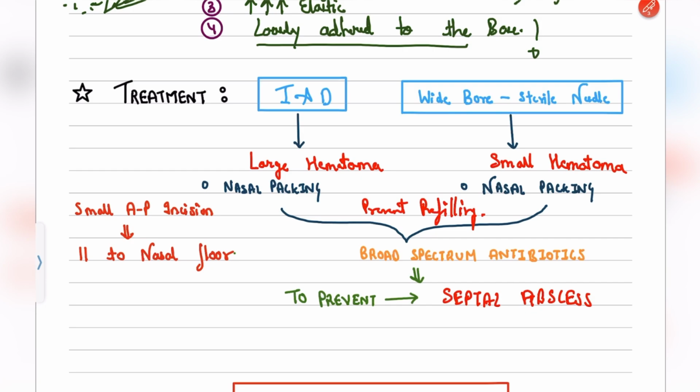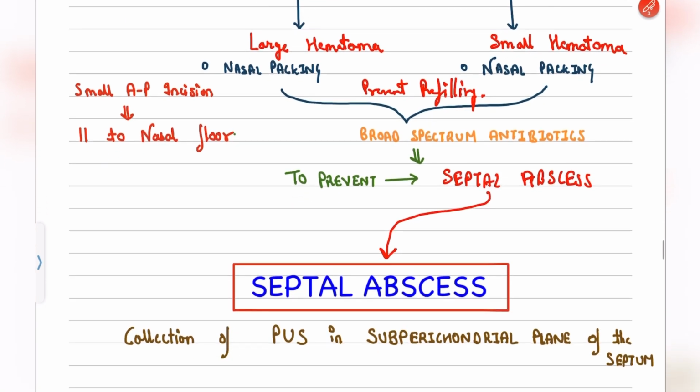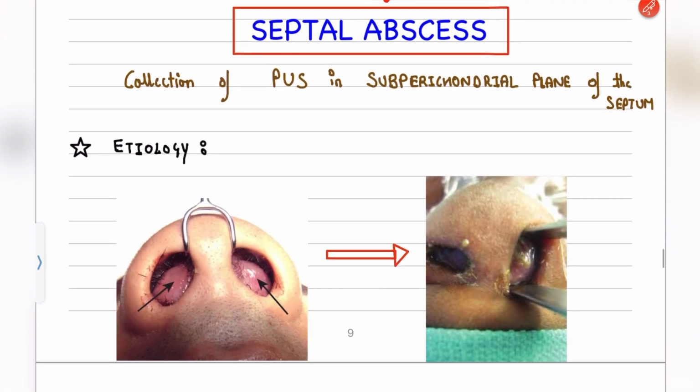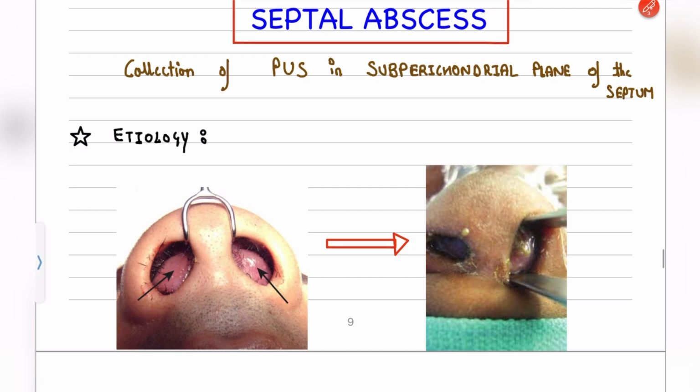So we have completed the topic of septal hematoma. Now we will discuss something known as the septal abscess. Till now you have learned about the anatomy of the nasal septum. We have talked about fracture of nasal septum and septal hematoma, and septal abscess is nothing but a sequel of septal hematoma. As soon as the septal hematoma is infected, it leads to the formation of septal abscess.